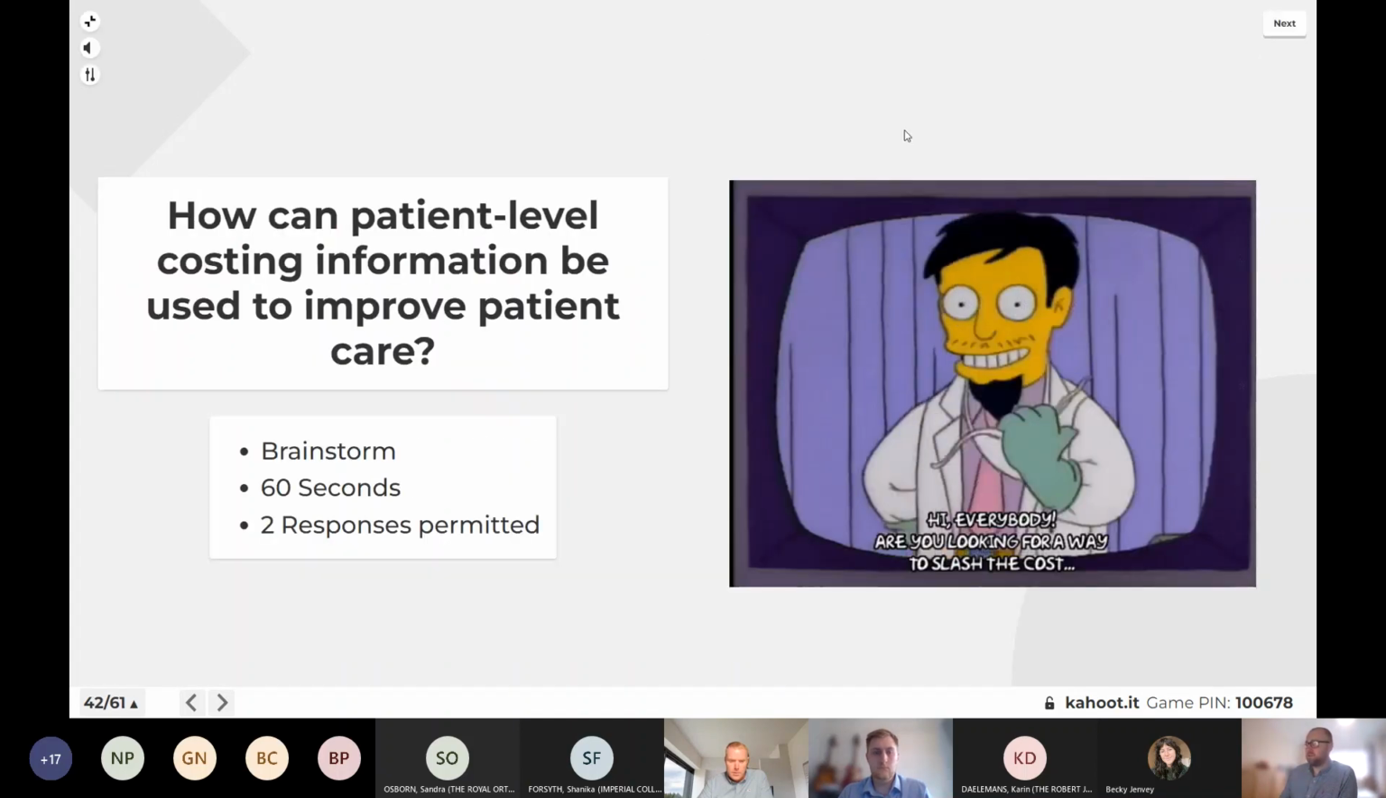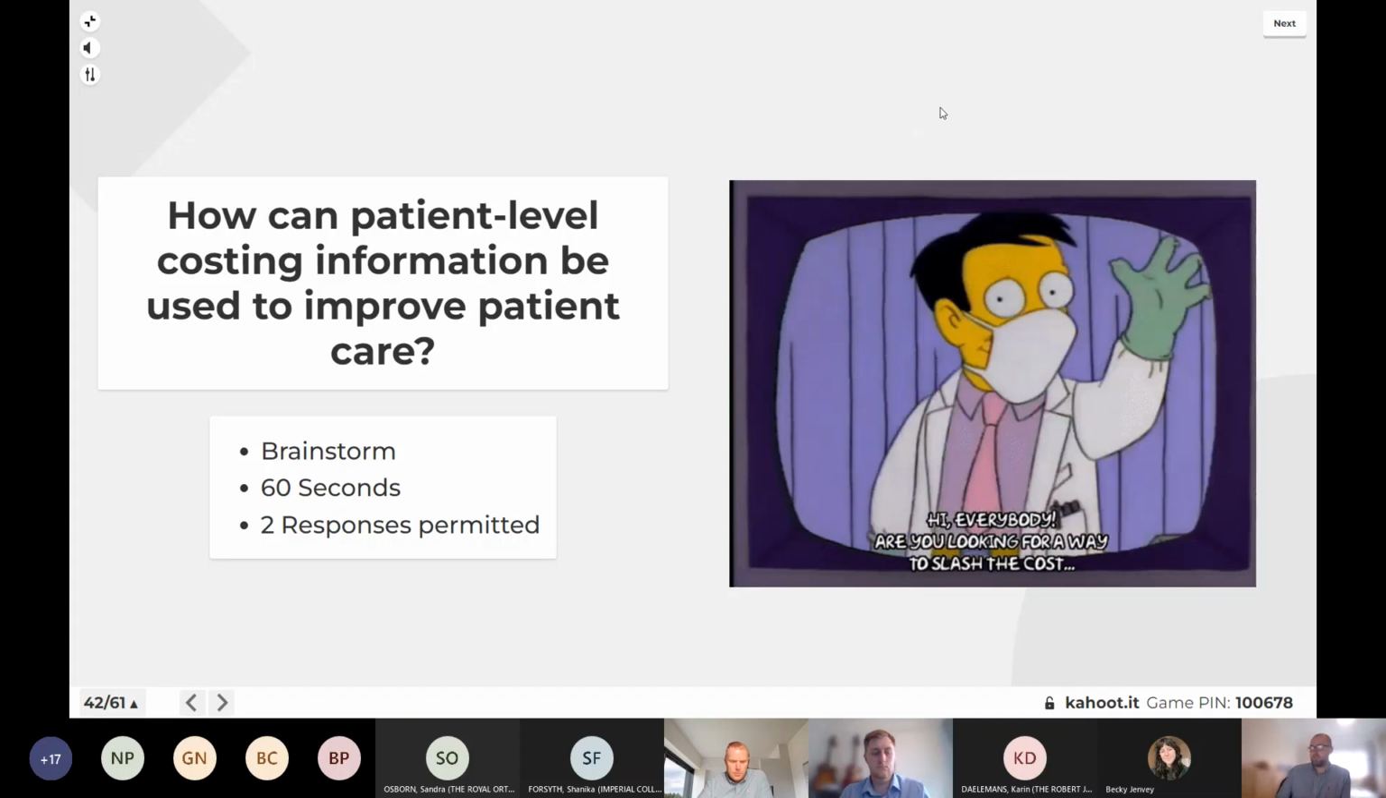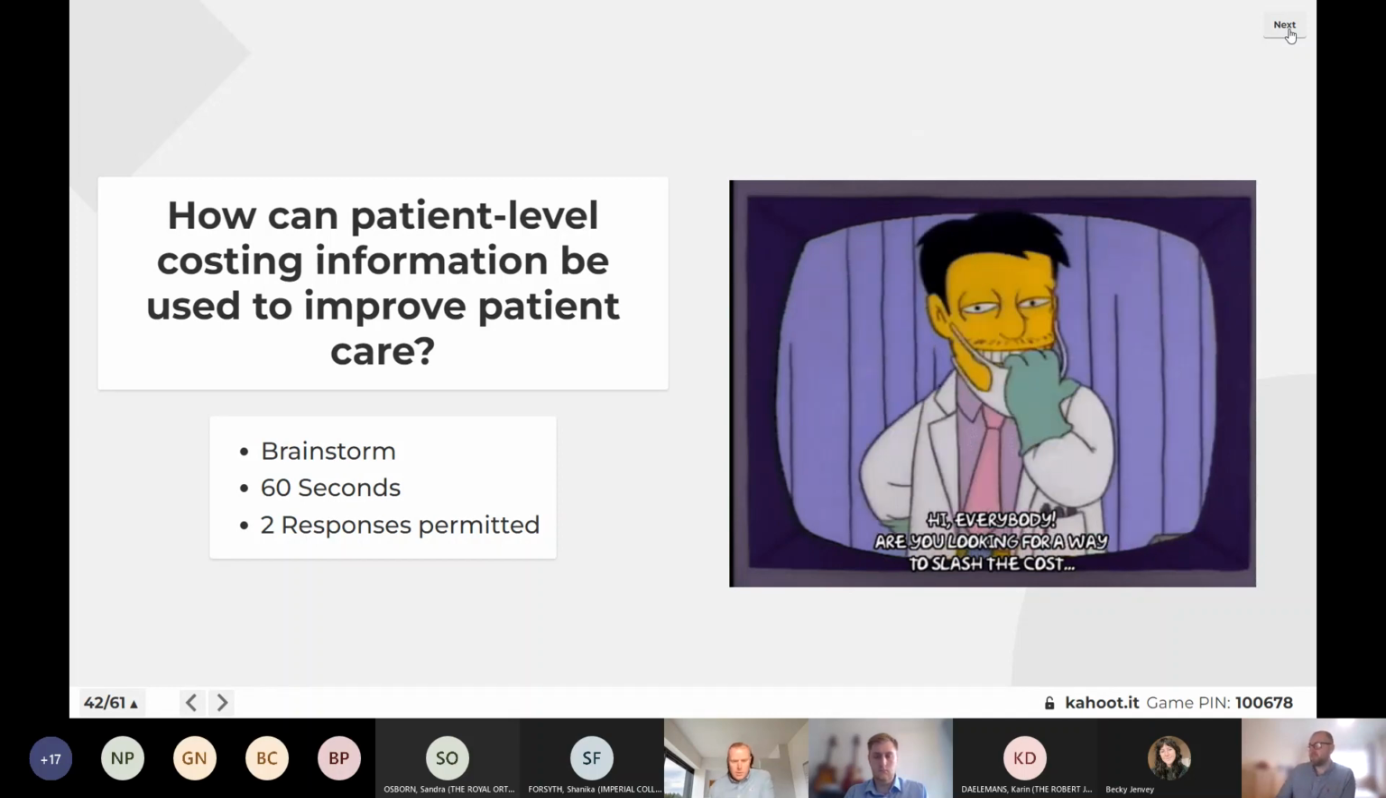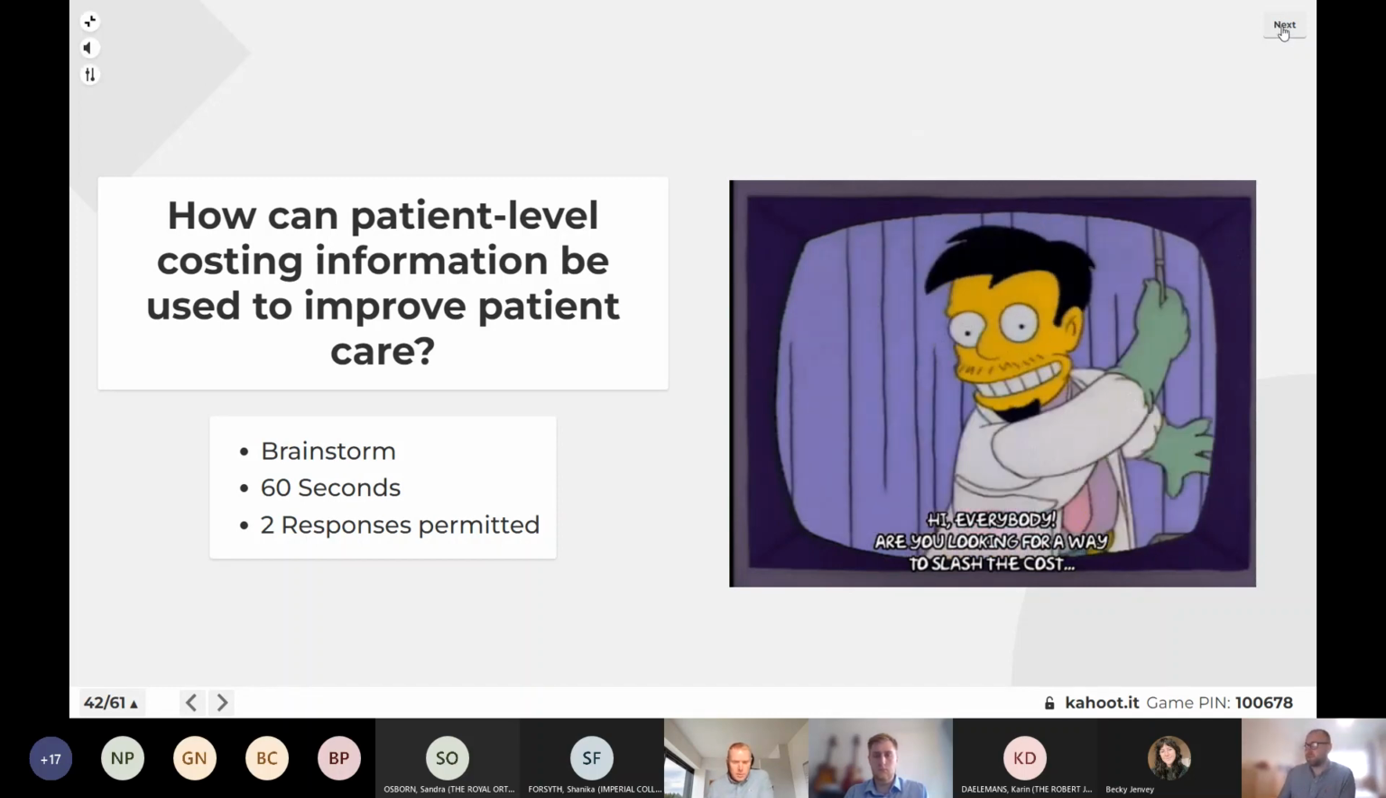And then we've got another one. How can patient level costing information be used to improve patient care? So how can you use the data that you receive from the costing system to make things better for your service?